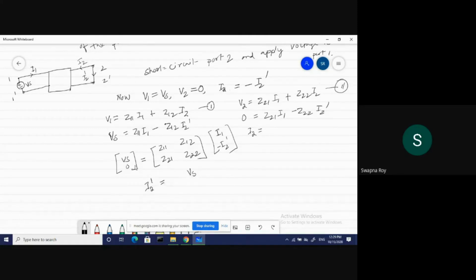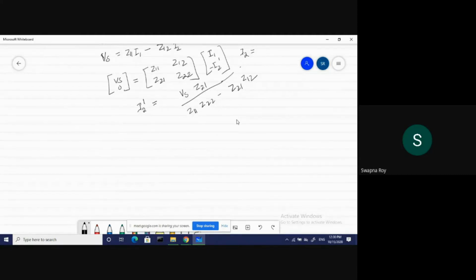Vs into Z21, using the Cramer's rule. Vs into Z21 divided by Z11 Z22 minus Z21 Z12. Any doubt? No, ma'am. Okay.